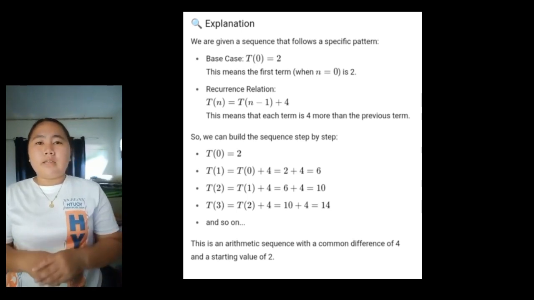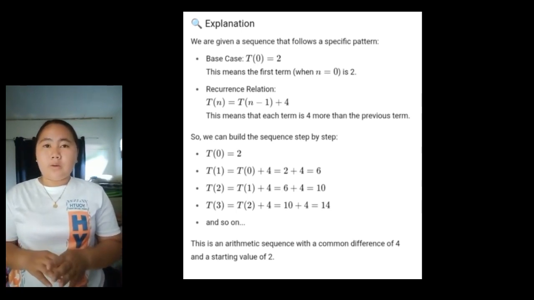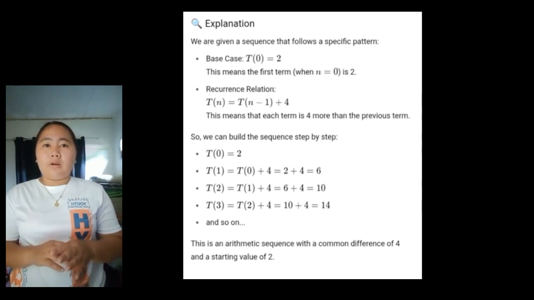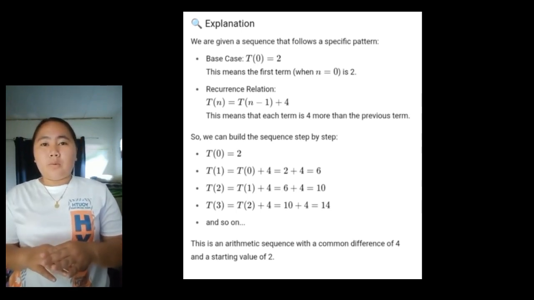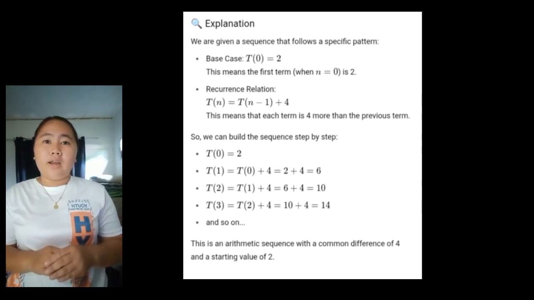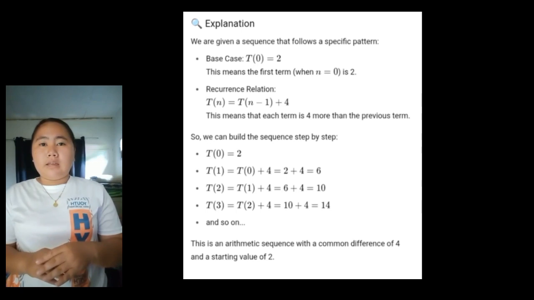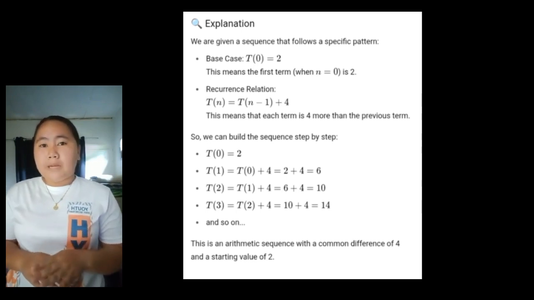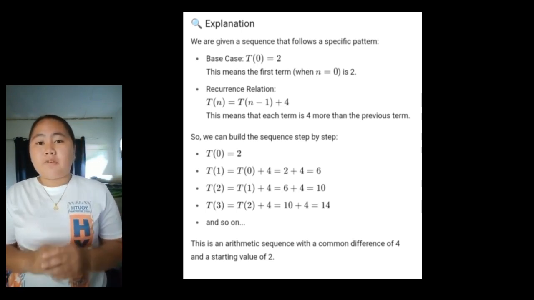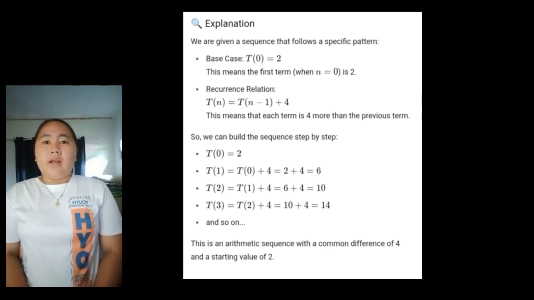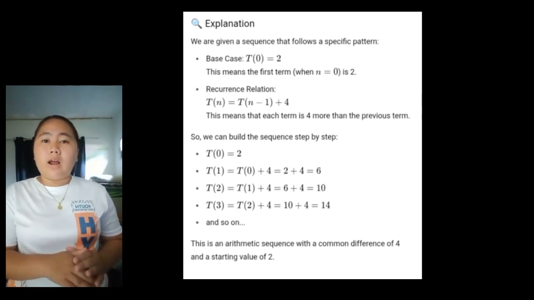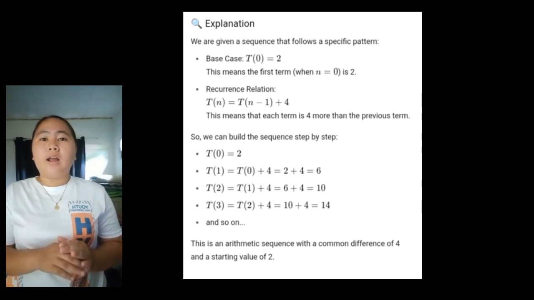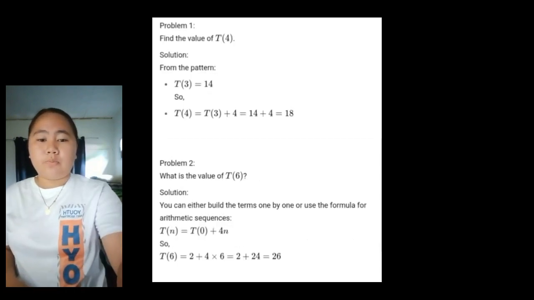t_0 equals 2. t_1 equals t_0 plus 4 equals 2 plus 4 equals 6. Then t_2 equals t_1 plus 4 equals 6 plus 4 equals 10. Then t_3 equals t_2 plus 4 equals 10 plus 4 equals 14. So, this is an arithmetic sequence with a common difference of 4 and a starting value of 2.